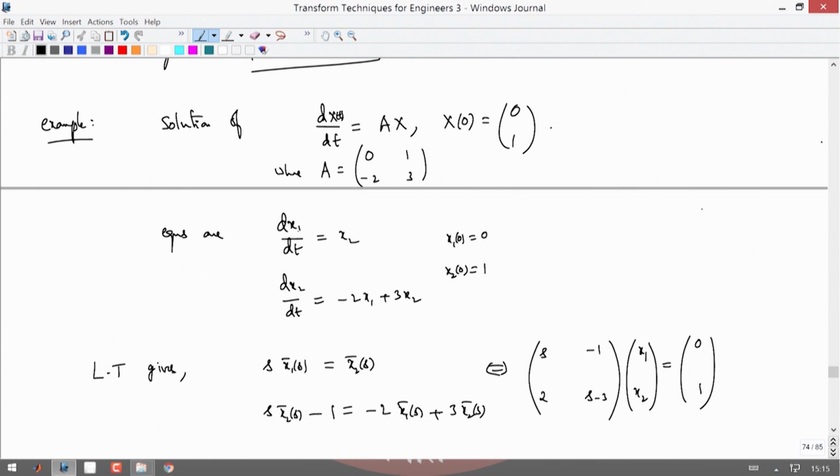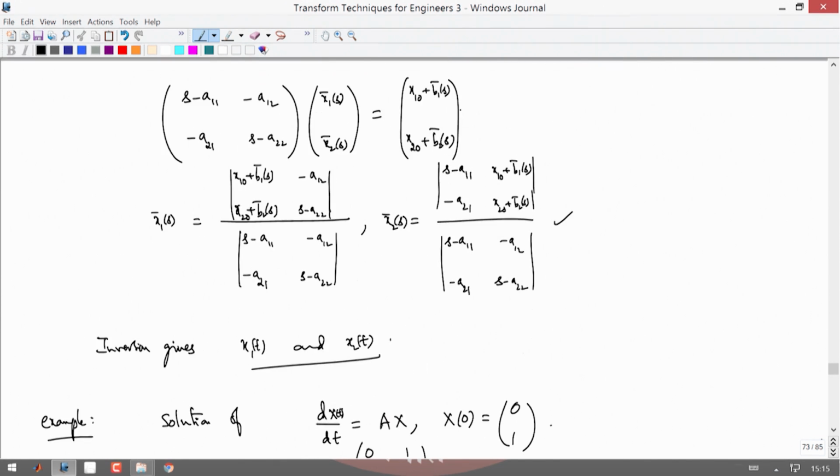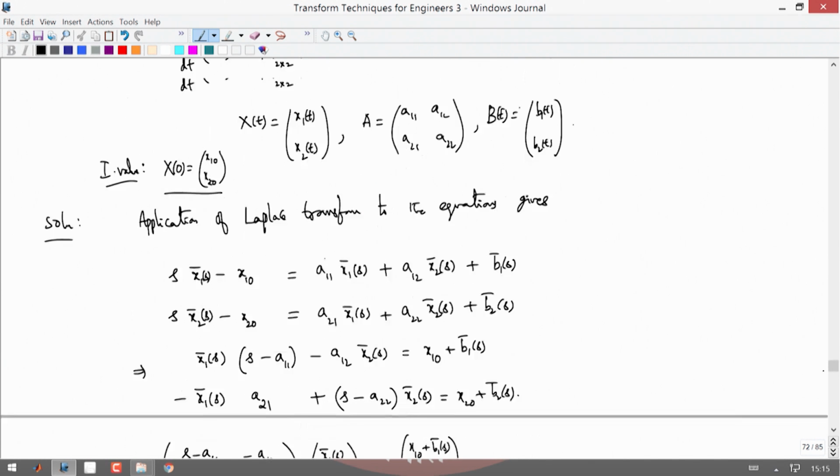I consider a homogeneous system here because there is no non-homogeneity. In the general case you have the non-homogeneous term, that is b1, b2, that is, b of t is not 0 here.